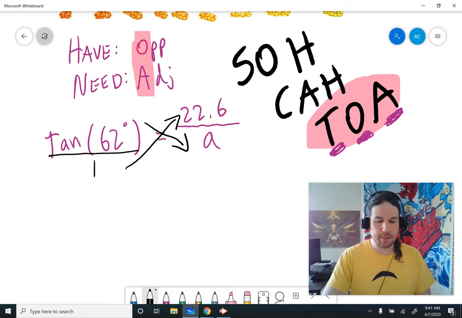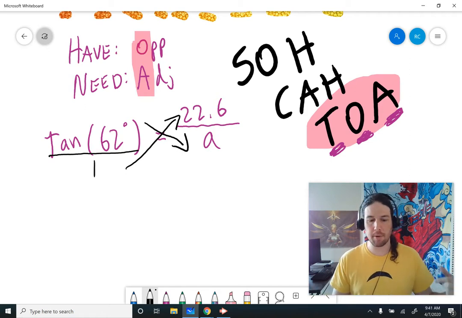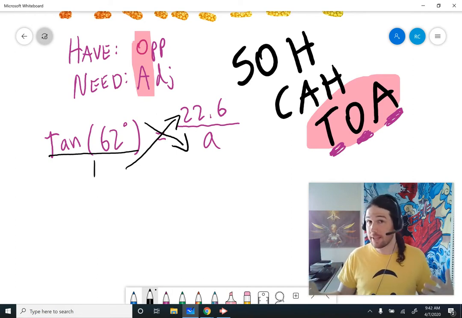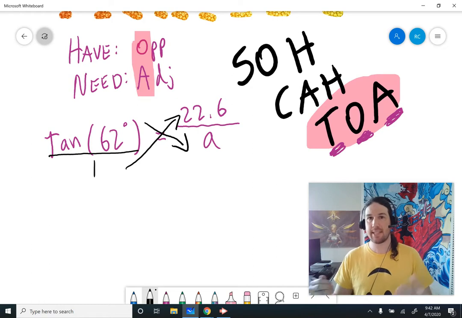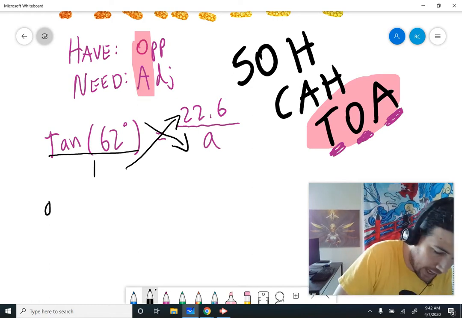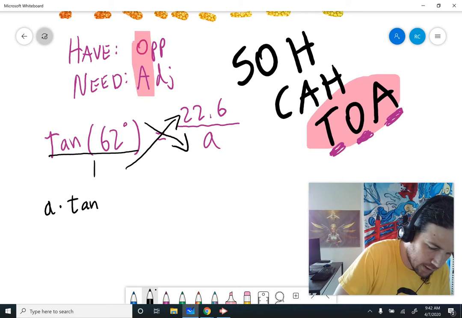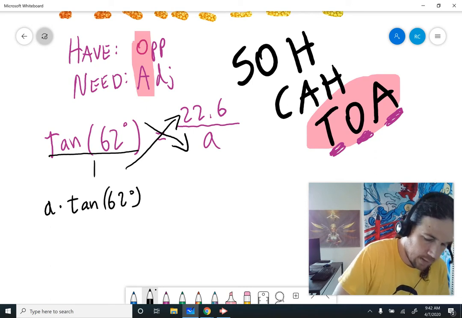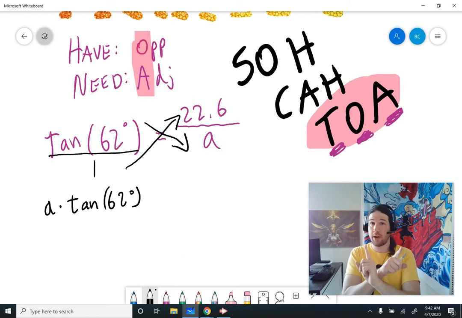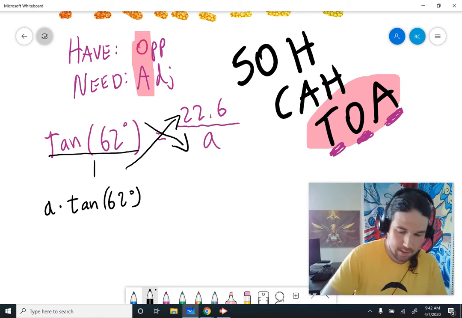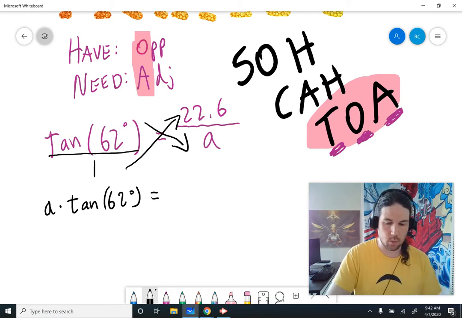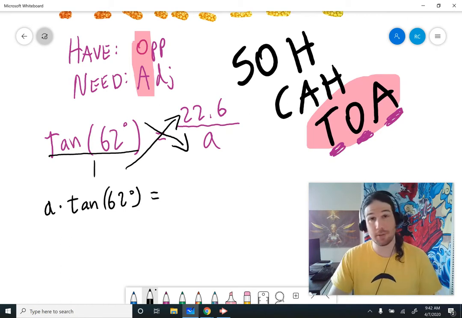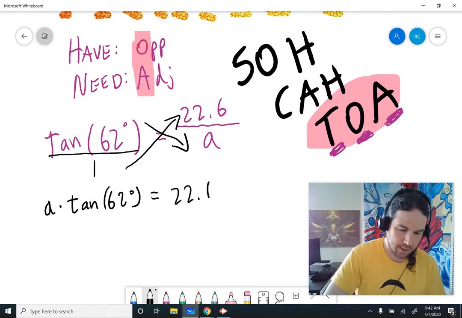So tangent 62 degrees times A. Some folks are having a hard time with this. Just remember that tangent of 62 degrees is just a number. Pretend it's like a 4. If you had 4 times A, the answer would be 4A, right? So if I have A times the tangent of 62 degrees, that's just A times the tangent of 62 degrees. Don't let the fact that it's in the opposite direction bother you. You could put the A on either side. Equals, let's see, 1 times 22.6 is 22.6.